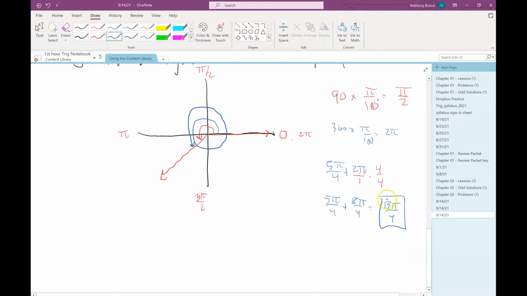And then we could just add another 2 pi to that, right? Because 2 pi is the same as 360 degrees. And I know that 2 pi is the same as 8 pi over 4, just to save myself making fractions. And so I have 21 pi over 4.